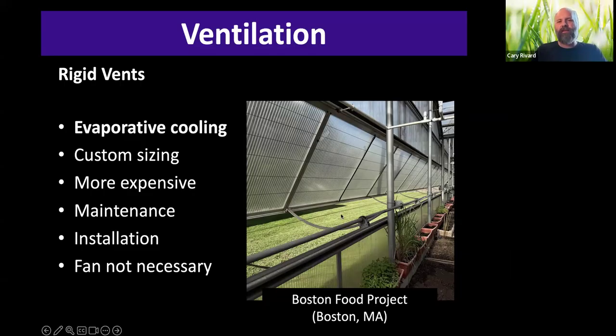But essentially, with a rigid vent, you can build these to any size you want. You basically use aluminum or other metal to form a frame and a door, and then you cover it with twin wall polycarb just like you do the sidewall. And that vent's going to open, and it's going to be a much larger opening than a traditional shutter or a louver. Obviously, these are more expensive.